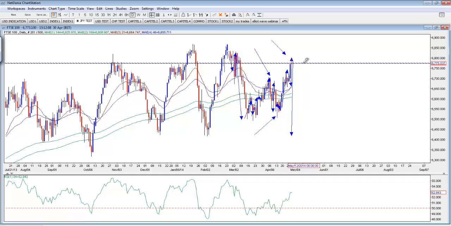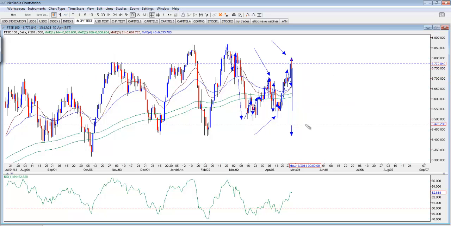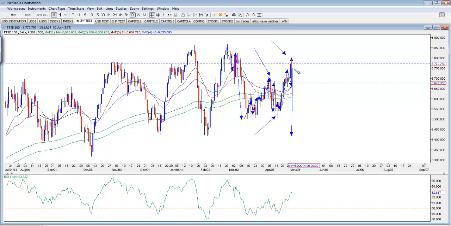Collapse down from 6775, let's say 6778, until 6645. It's a logical downtrend movement, approximately 400 points. It's a very nice downtrend to catch.